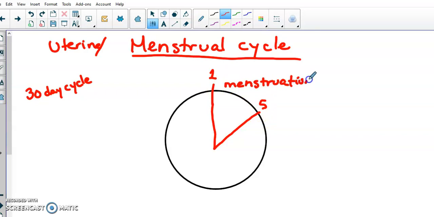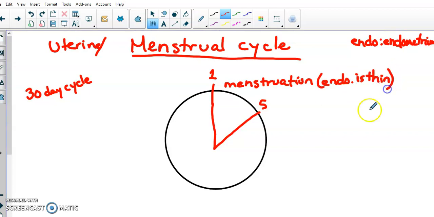And this is when the lining of the uterus, or endometrium, I'm just going to call it endo. So just endo is endometrium, just because it's a big word. So the endo is the thinnest. Right? She's getting her period.